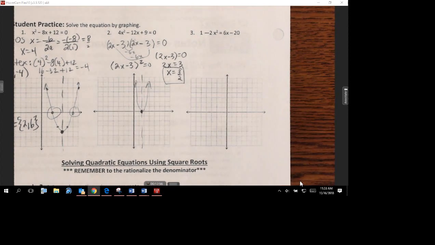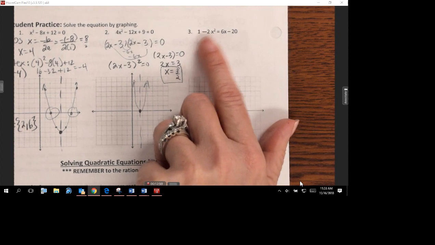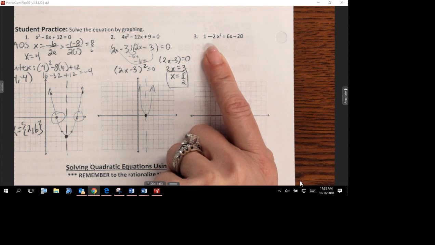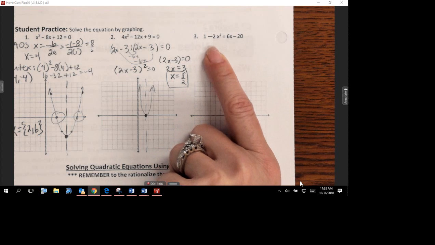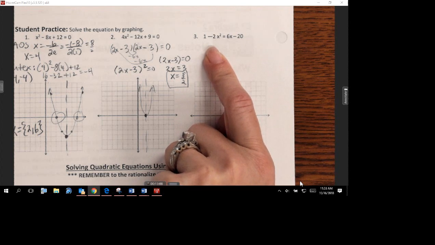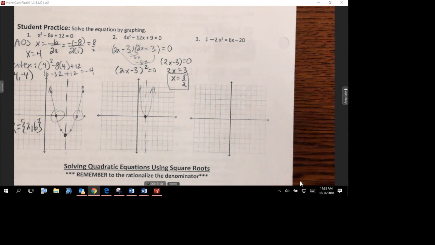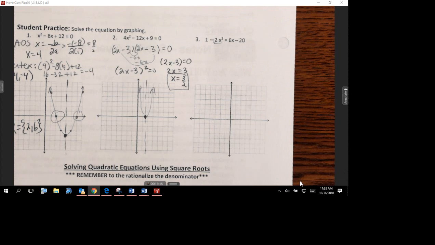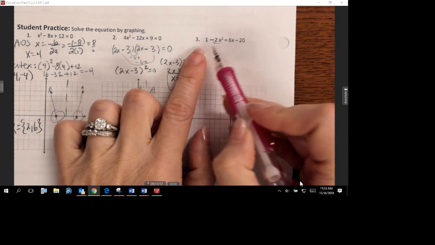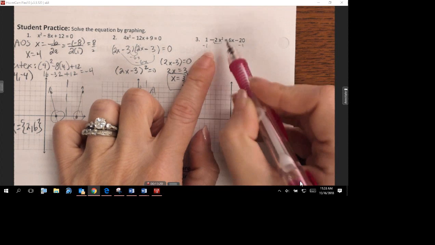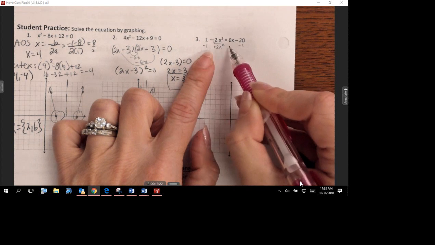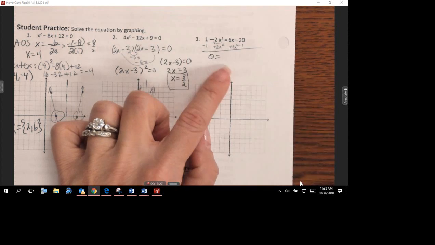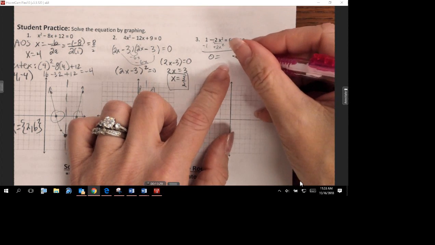All right, this last one, you see how it's set up where there's stuff on different sides of the equation? In order to do this, you have to make y 0. There's no y in it. You have to make 0 on one side of the equation, move everything else over. And I personally like the x squared term to be positive. So I'm going to subtract 1 from both sides and add 2x squared to both sides. So I have to have 0 on one side of this equation to do the x-intercepts.